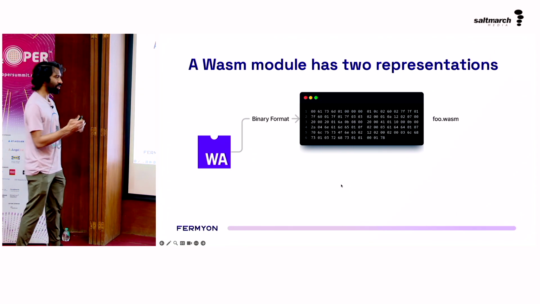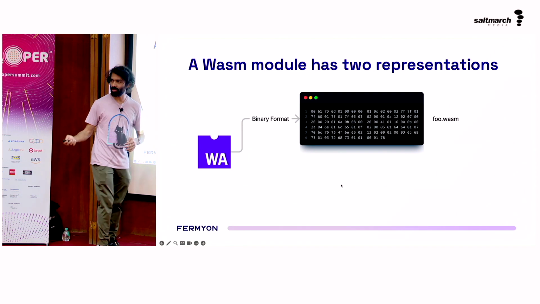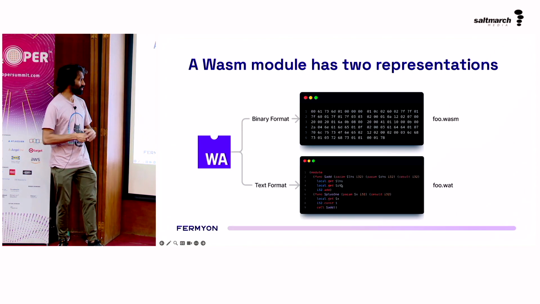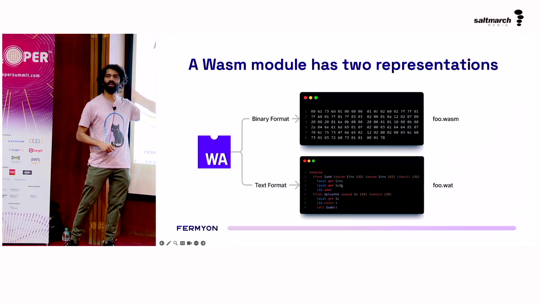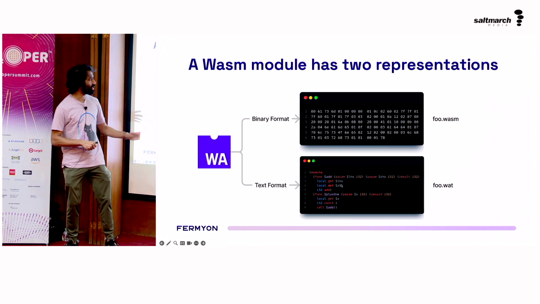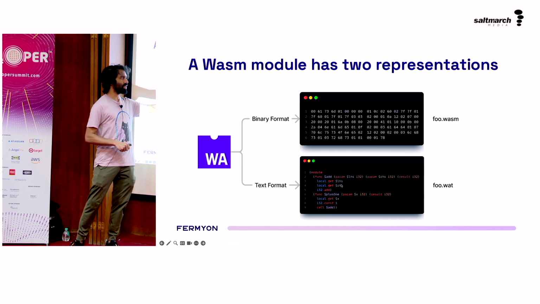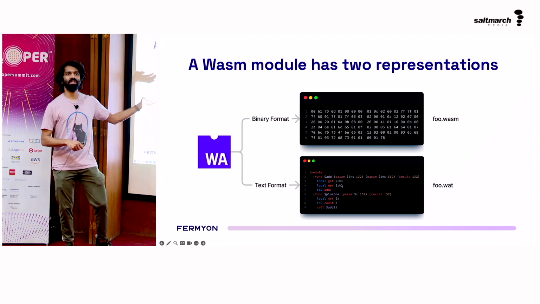If you're into the compiler debugging side of things, there's also a text version of WASM, which is a .wat. You see a simple function to add two numbers in your .wat file, and that is the binary representation, or .wasm, which you will see out in the wild.